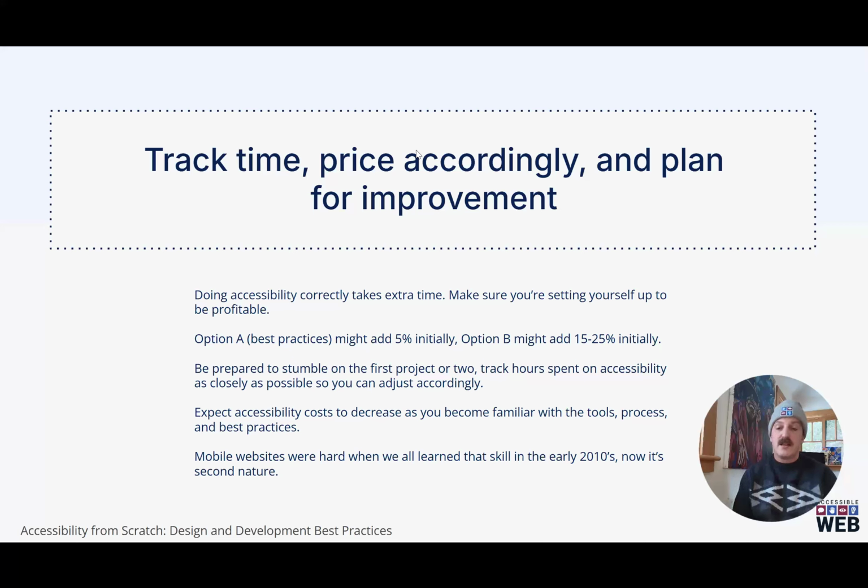All right, so the big thing here is track time, price accordingly, and plan for improvement. So make sure you're tracking accessibility time. An agency lives or dies by billable hours. So try to put an accessibility bucket in here. Keep the accessibility time tracked separately. You might lose your shirt on the first project or two, right? So this is where we'd recommend doing like 15% of budget for accessibility on your first project. See how that plays out. And then adjust accordingly. Your team will get better at this over time.